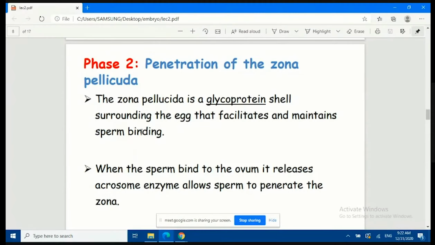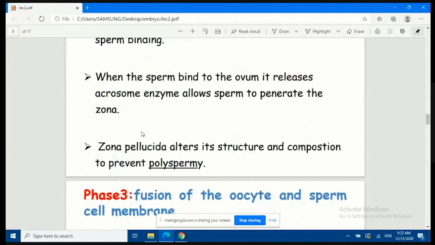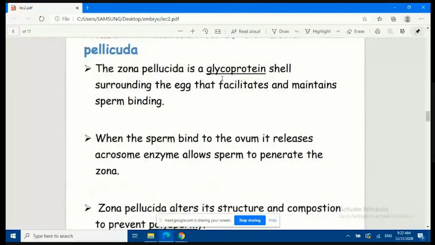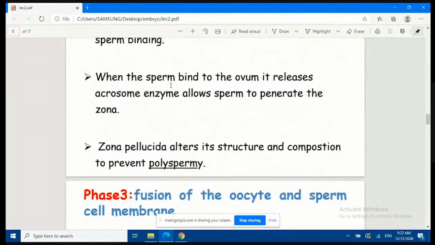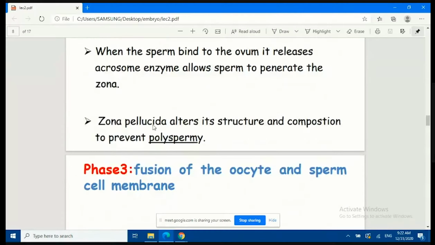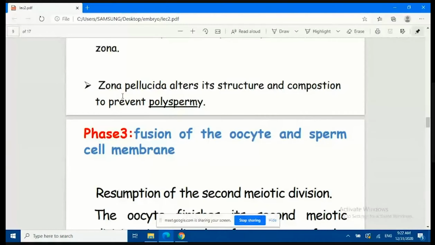the sperm binding. Okay, then when the sperm binds to the ovum, one of the sperms that was capacitated and had an acrosome reaction could penetrate the zona pellucida. The sperm will bind to the ovum, and then it will release an enzyme that allows it to penetrate the zona. Then, when the zona pellucida is penetrated by one sperm, what will happen?